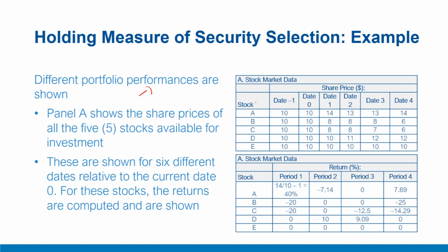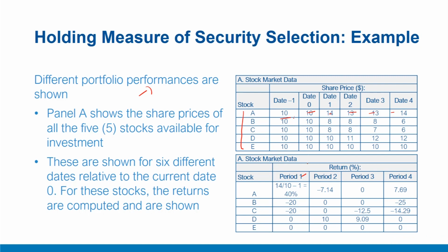Here in panel A, we have stock price data provided for 5 stocks. These 5 stocks form part of the portfolio of both the active and passive fund managers, as we'll see shortly. Their prices for today's date, next period, next to next period, third and fourth period, and one period earlier are shown. These are prices at the beginning of the period. The corresponding return computations are shown in the table below for all 5 stocks.